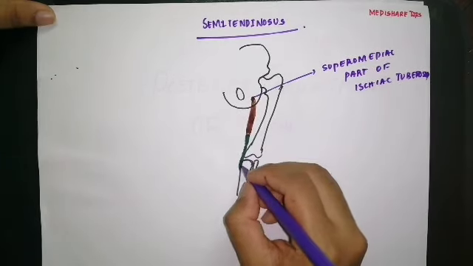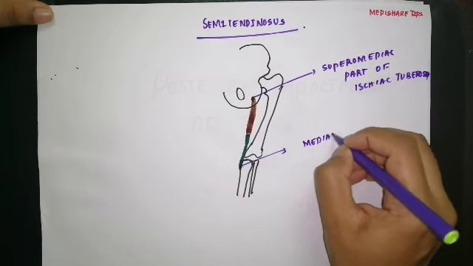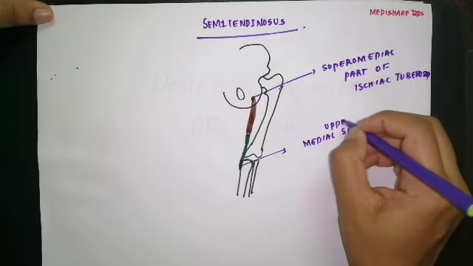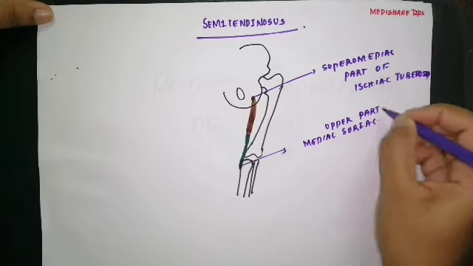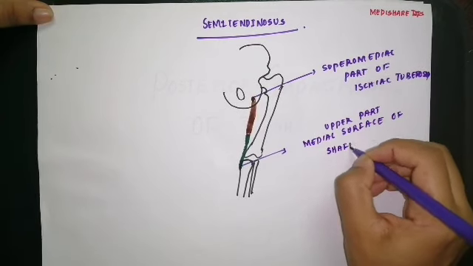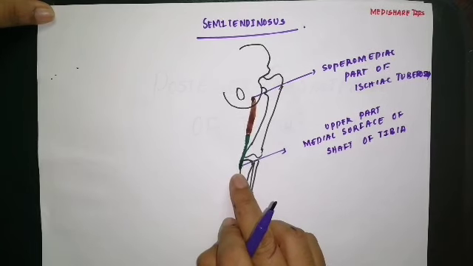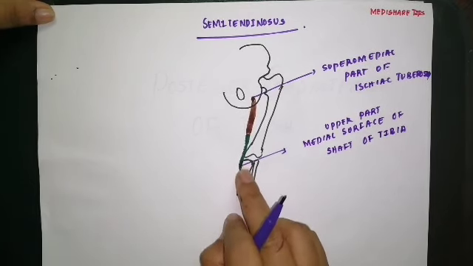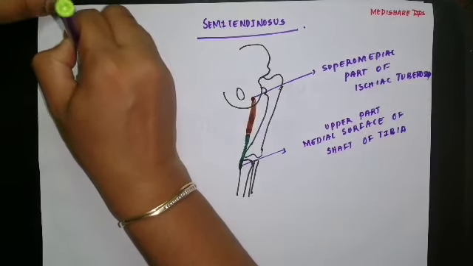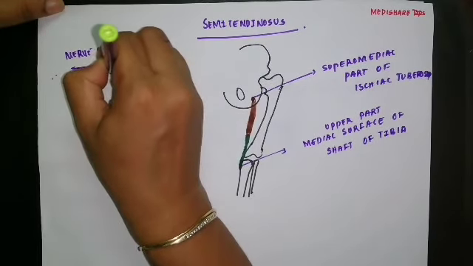And the tendon gets inserted into the medial surface of the tibia, the upper part of the medial surface of the shaft of the tibia. So actually its insertion is behind the insertion of sartorius muscle and distal to the insertion of gracilis muscle. So that's all about the origin and insertion. Now the nerve supply, being a hamstring muscle, it is also supplied by the tibial part of the sciatic nerve.